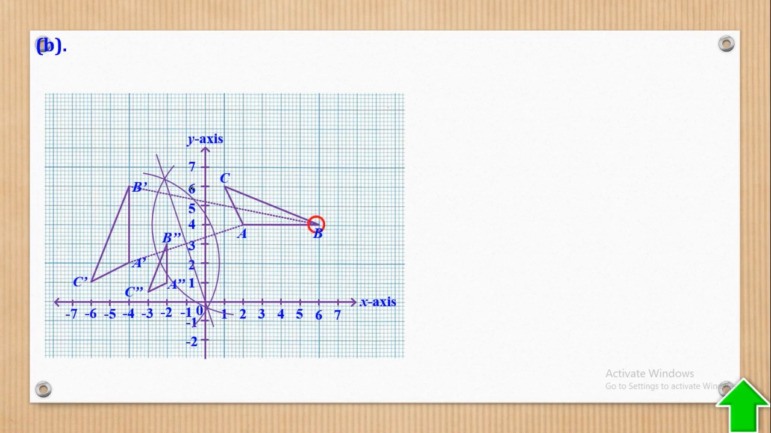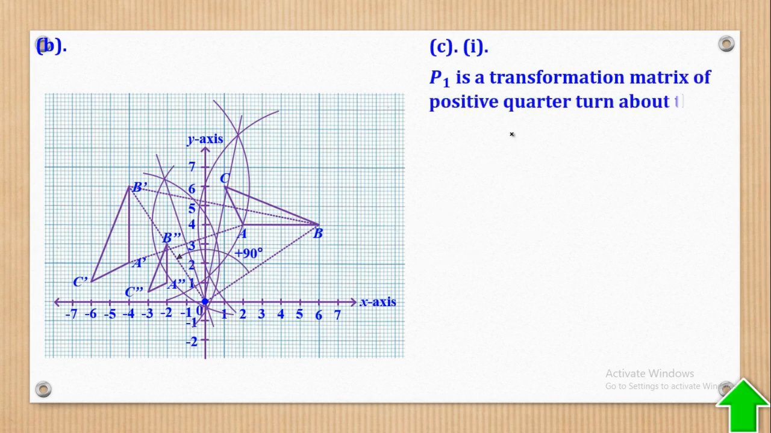So put your compass needle at B, measure off a certain radius, put the compass needle at B prime without changing the radius, and make that arc. Then join the 2 points of intersection to come up with that. So you realize that they intersect at the origin, meaning that the center is 0, 0. So you come and join this center of rotation to this object and also to the image. Then measure off that angle and it is positive 90 degrees. Therefore, P1 is a transformation matrix of positive quarter turn about the origin.